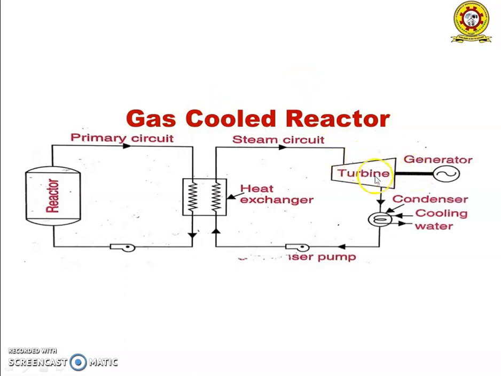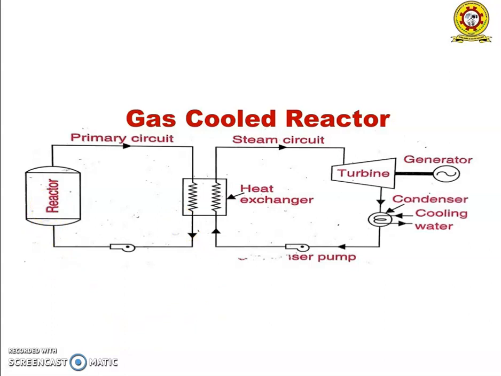Again, some of the steam is sent into the cooling condenser. By using cooling water, the steam is converted into water, and this water is sent into the heat exchanger by using the condenser pipe. So this cycle gets repeated. In the primary circuit also, some of the hot gas is heat exchanged, and the remaining hot gas is sent into the reactor. This cycle gets repeated.